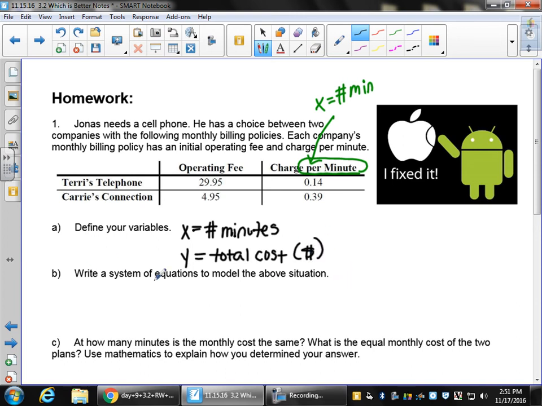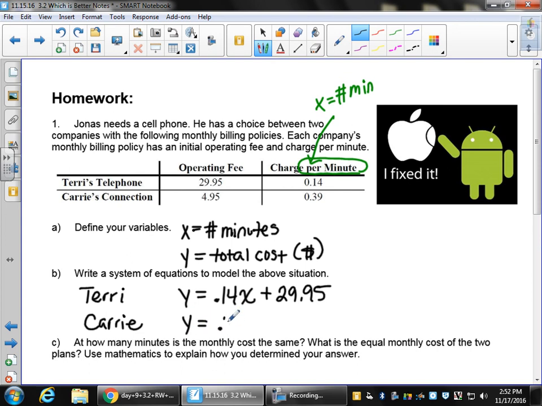To set up our system, write a system of equations to model. We're going to have one equation for Terry and one for Carrie. We are looking for a y equals mx plus b system because I clearly have an initial cost and a rate. So for Terry, how much is it per minute? Well, for Terry, per minute is 0.14, so that will be 0.14x, 14 cents per minute, plus a flat rate operating fee of $29.95. And then for Carrie, it will be y equals how much per minute? 39 cents per minute, plus a one-time operating fee of $4.95.